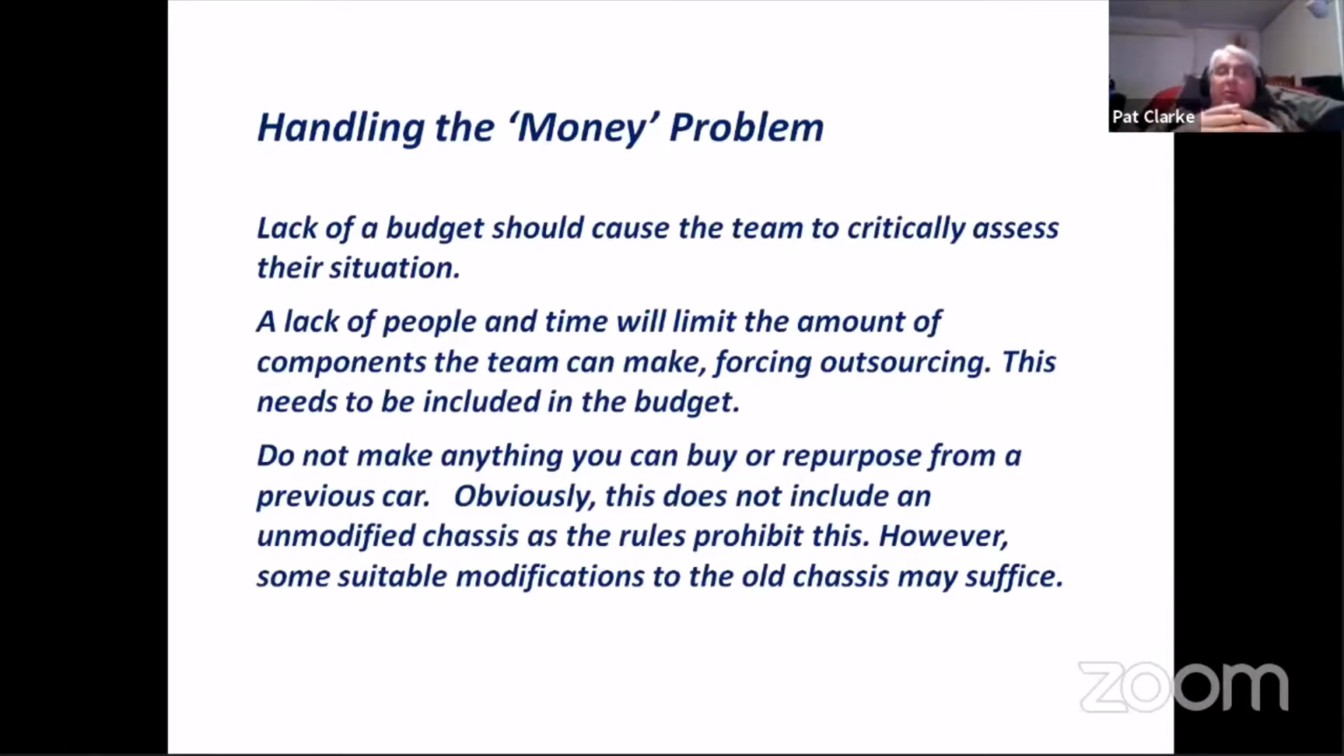As I said, the lack of a budget should cause the team to critically assess their situation. A lack of people and time will limit the amount of components a team can make, thus forcing outsourcing. For instance, do you really need to make a carbon fiber steering wheel? Or can you raise some funding and buy a steering wheel over the counter at the same time you buy your quick release device? You haven't got the time to develop and build those things, but you can use the time that would have been consumed in building that stuff to do the stuff that you've got to do, like put a chassis together or whatever.